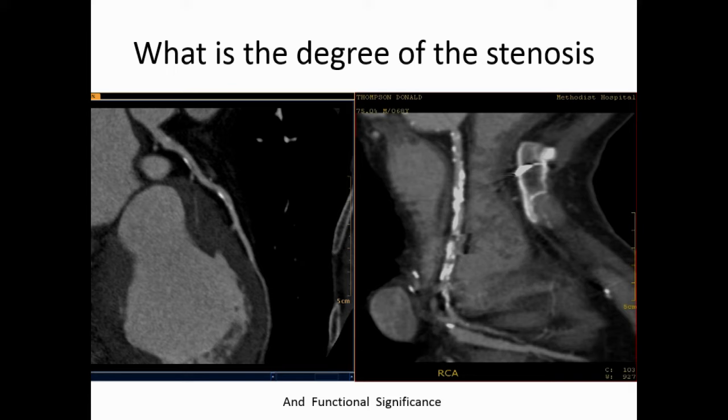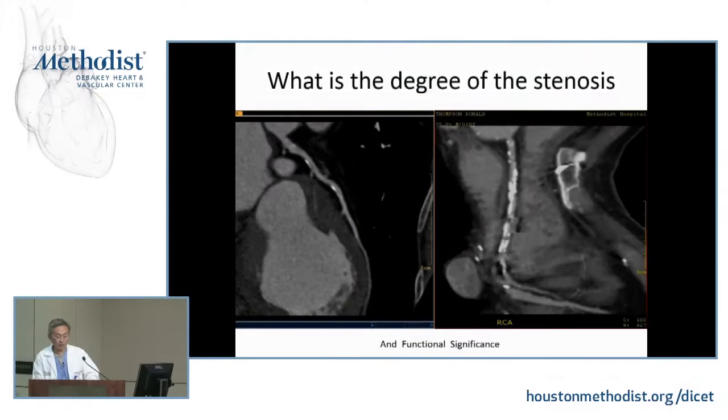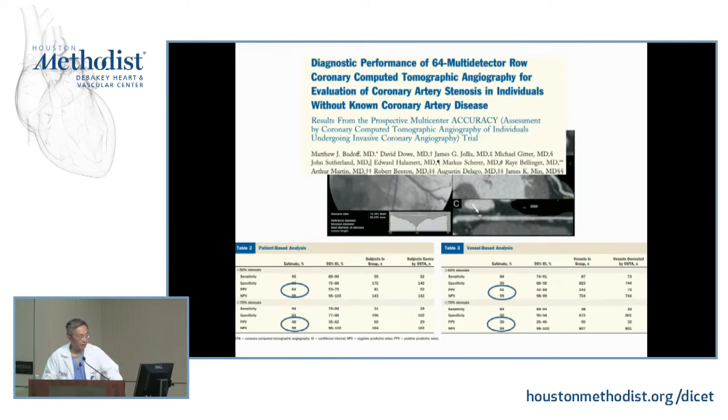Okay, so this is the most important part of the talk for the fellow. What's the degree of stenosis? That's what the referring doctor wants to know. This is the part where we have to be honest with ourselves: how good is CTA, even quantitative CTA, in accurately assessing degree of stenosis compared to QCA, meaning quantitative invasive coronary angiography?